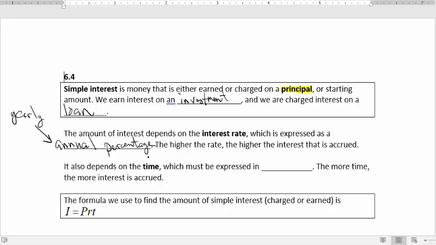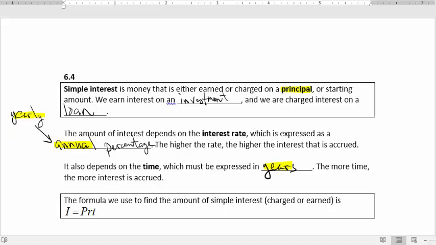The other thing it's going to depend on is the time, which must always be expressed in years. The reason that it has to be expressed in years is that the rate is always expressed as an annual or yearly percentage. So to match that, the time also has to be in years. Since the rate is a yearly rate, the time has to be in years.